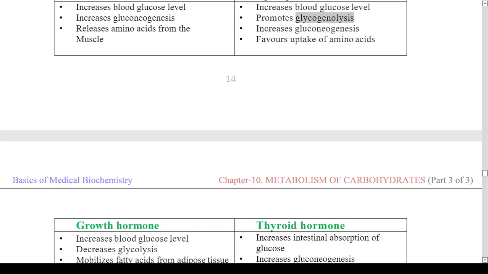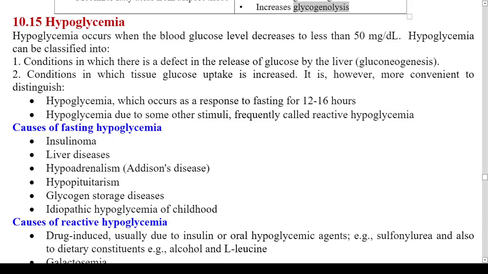Epinephrine: increases blood glucose level, promotes glycogenolysis, increases gluconeogenesis. Growth hormone: increases blood glucose level, favors uptake of amino acids, decreases glycolysis, mobilizes fatty acids from adipose tissue. Thyroid hormone: increases blood glucose level, increases intestinal absorption of glucose, increases gluconeogenesis, increases glycogenolysis.